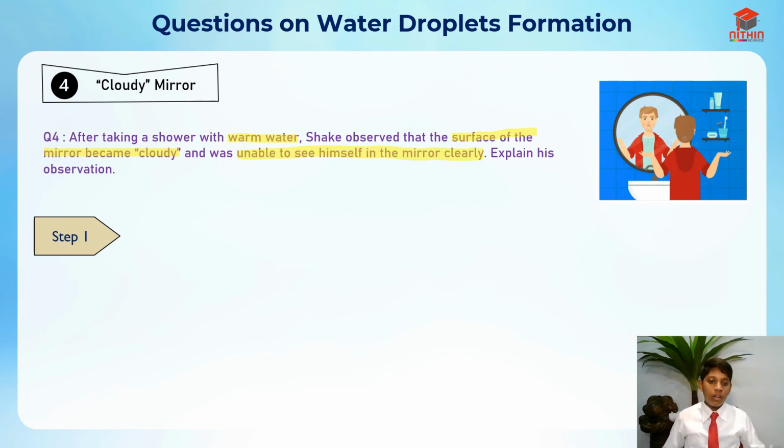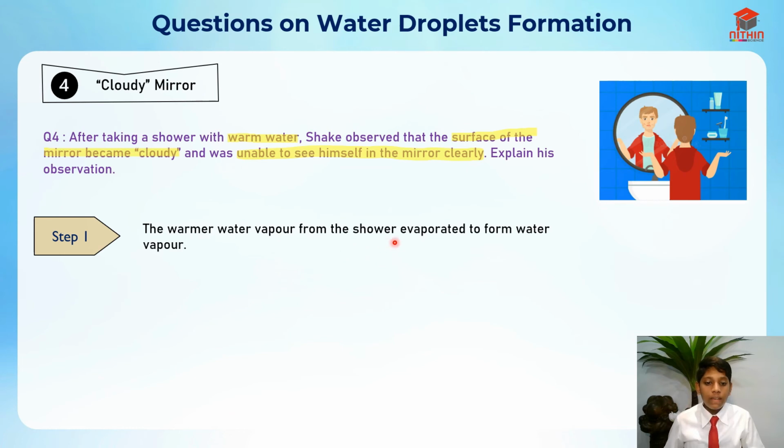Okay, so for step 1, what we need to say is that the warmer water from the shower evaporated to form water vapor. You guys also have this incident before, right? When you're showering in warm water, you can see the mirror starts to fog and becomes cloudy and you can't see yourself. You can only see the blur image of yourself, right? So this is what happened to Sheikh as well. So how do we actually explain this? This is an application based question as well.